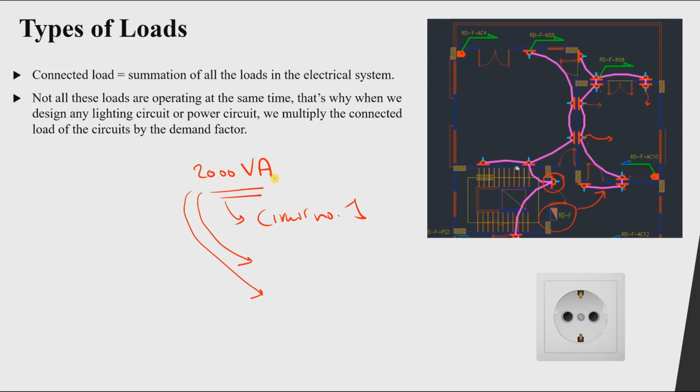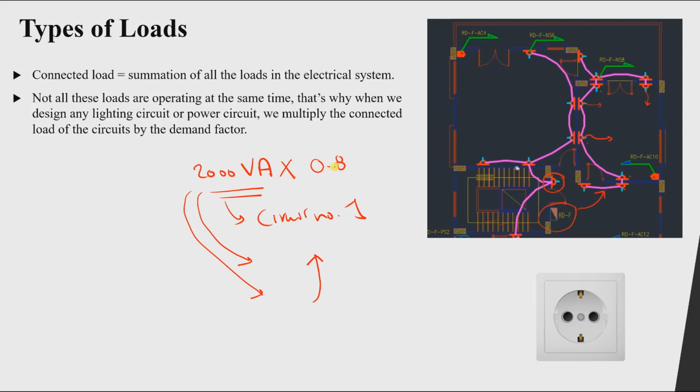However, this will lead to a higher cost of the system, since I'm selecting an oversized breaker and oversized cable for the circuit here, because in reality they are not going to be working at the same time. That's why we have demand factor. We take this value and multiply it by a certain value, let's say 80%.